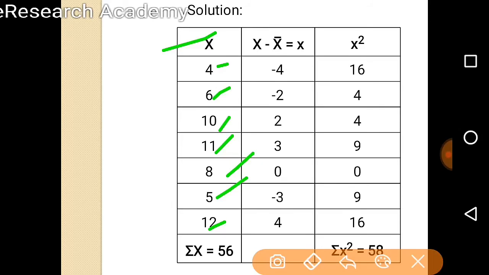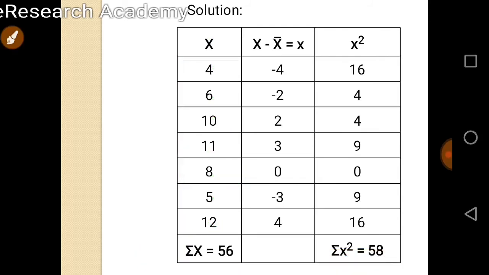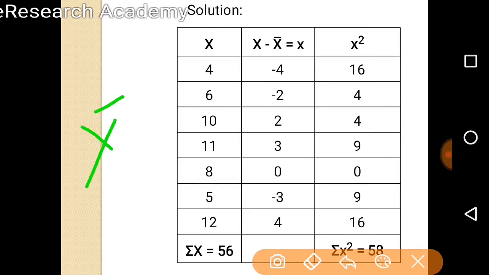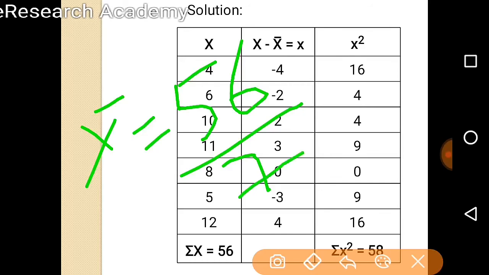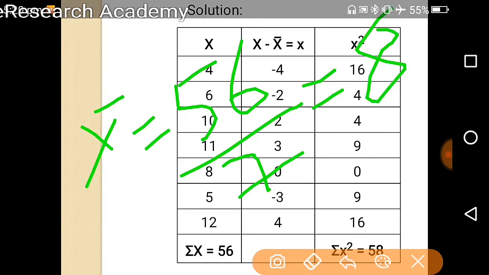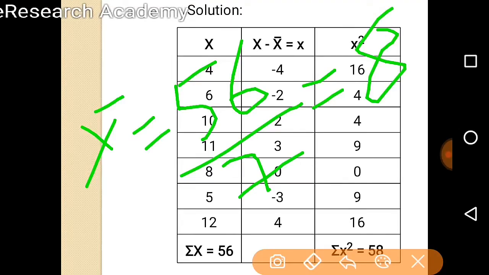So for the actual mean we need the summation of all x values. So this is the sigma x, the summation of all these values. This gives us 56. And we have 1 2 3 4 5 6 7 observations. So our mean value becomes, mean equal to how much? 56 upon 7, sigma x upon n, right? So this is equal to 8. So we have mean equal to 8, right?